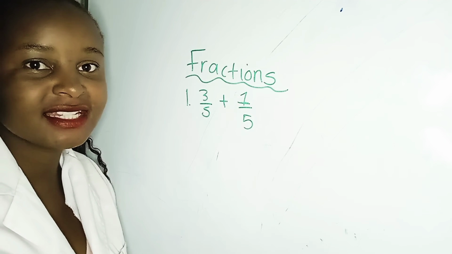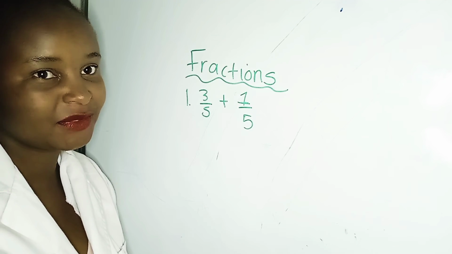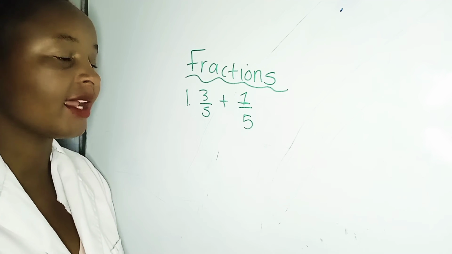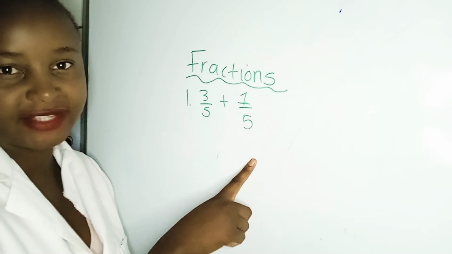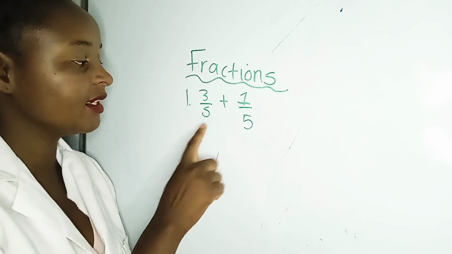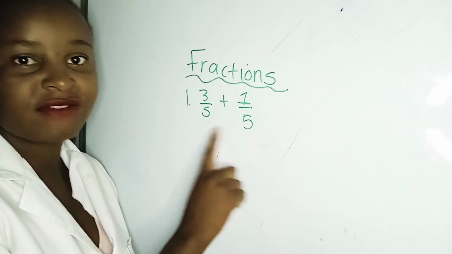Today we are looking at fractions. So we are going to be adding and subtracting fractions at grade 7 level, right? Our first question today, we have 3 over 5 plus 1 over 5. So I want you guys to take note of something. Our denominators, they are all 5.